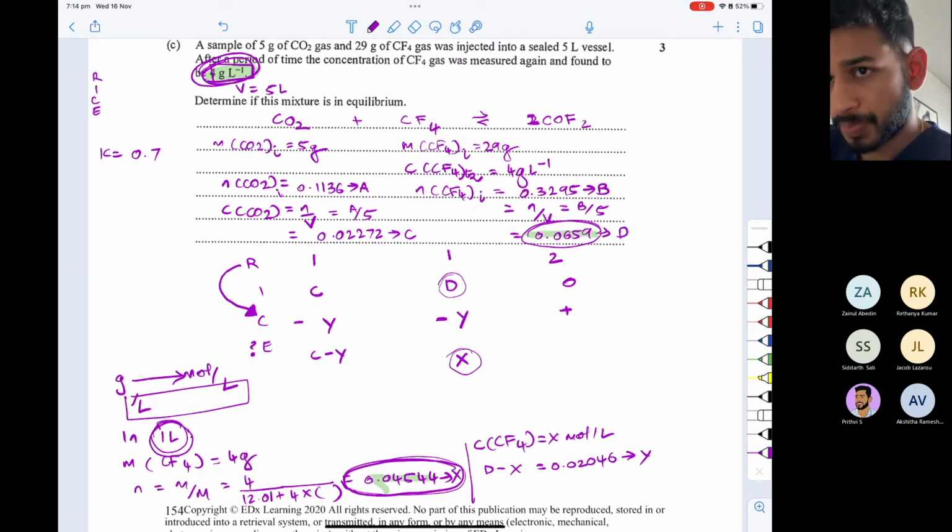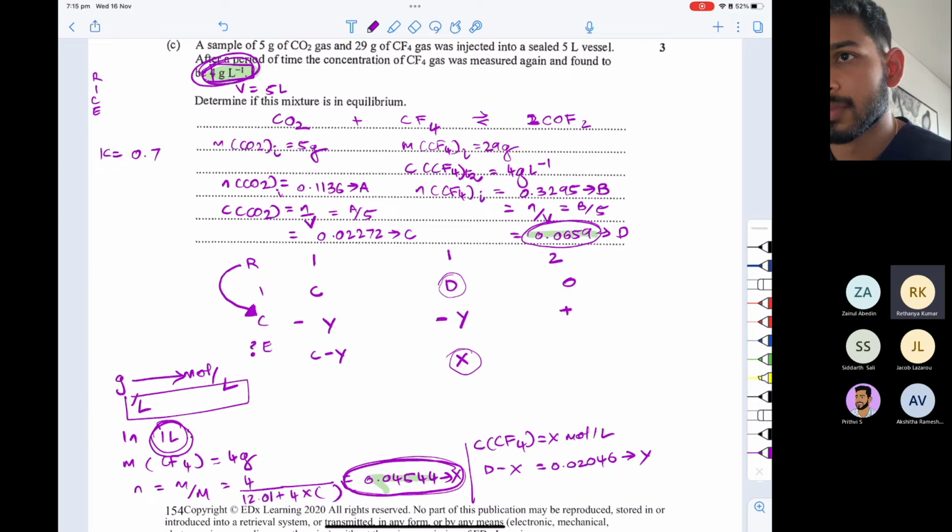So, Ruthania, how much must COF2 increase by? Sorry, can you repeat that again? How much must the product COF2 increase by? The reagents have decreased by Y moles per liter.